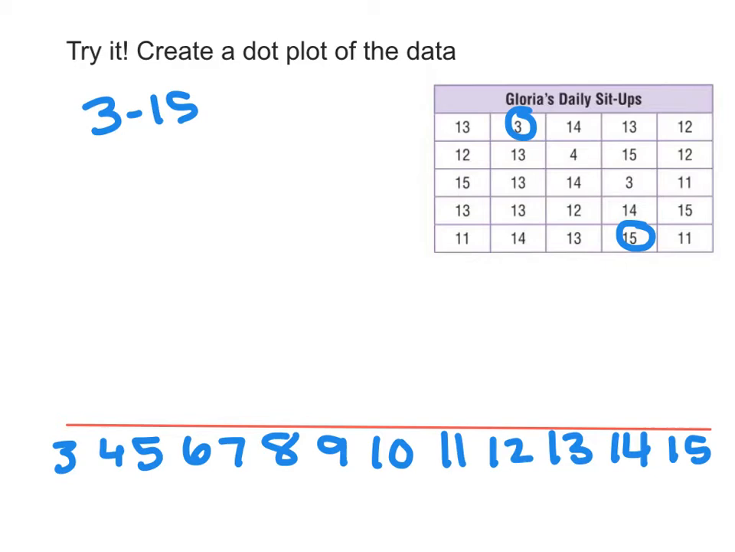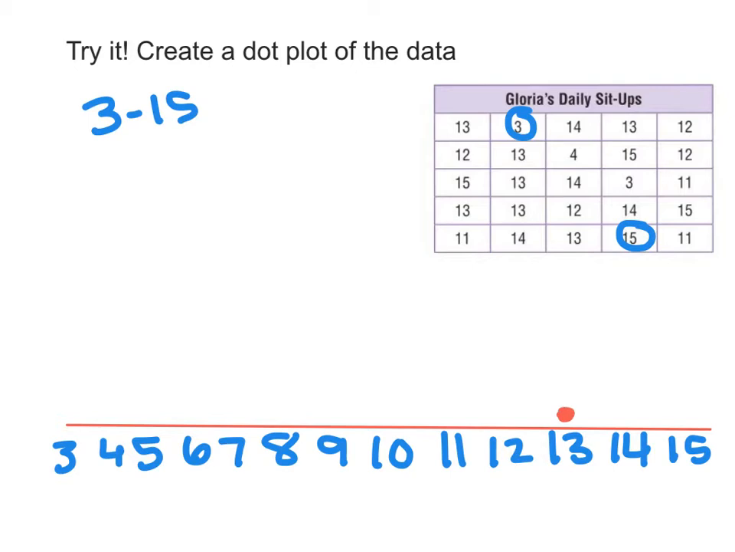Now, one thing I want you to notice is that I did include all numbers, even if they're not on the chart. I did include 3 through 15. This is called a range or an interval, okay? So then I would start putting my dots on. Let's switch colors. Started with a 13. Okay, and I'm going to go ahead and pause the video and fill this in so you can see it in just a moment.